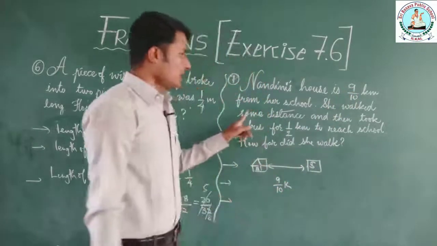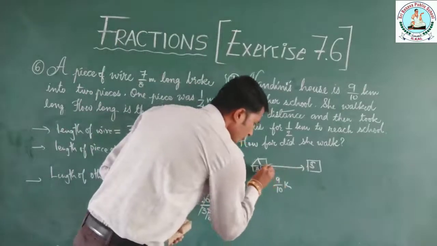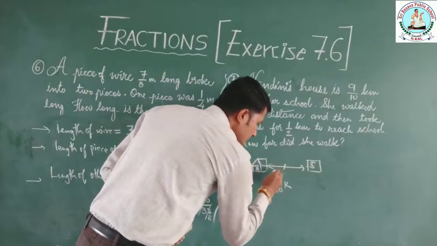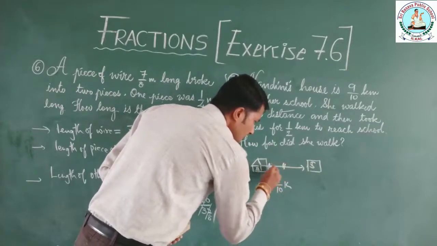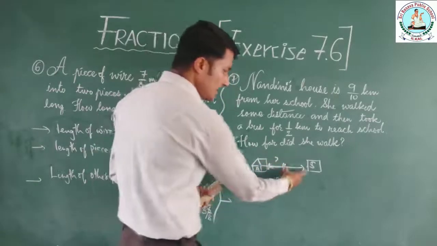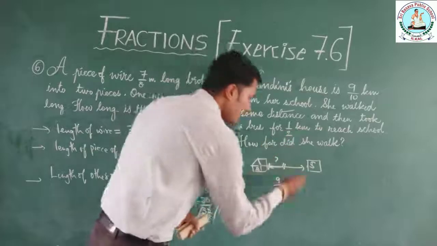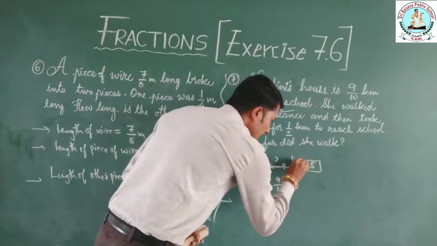But Nandini walked some distance. She walked some distance from her house to school. She walked this distance from this point to this point. She walked this much distance on foot. We don't know that. But the remaining distance she has covered with the help of bus, and that is clearly given. How much? It is half kilometer.